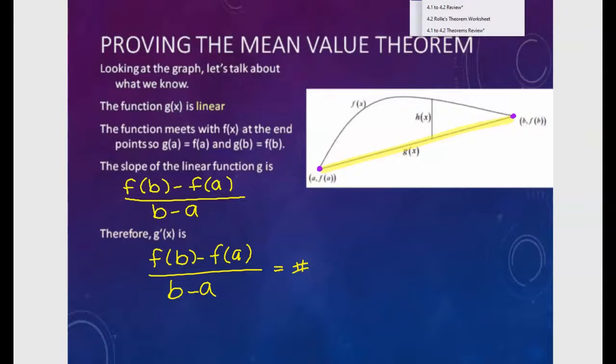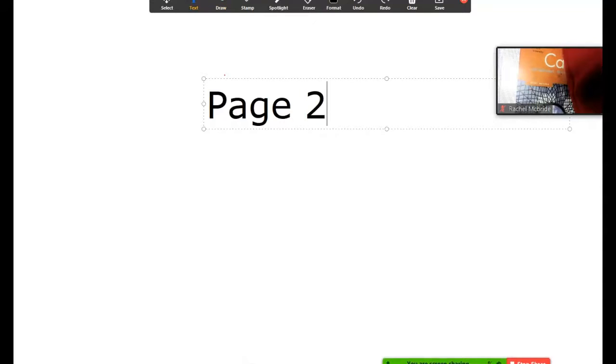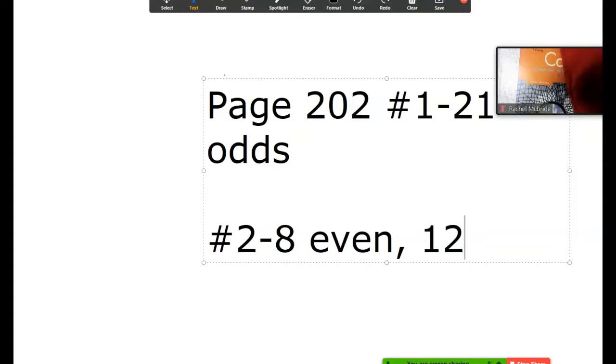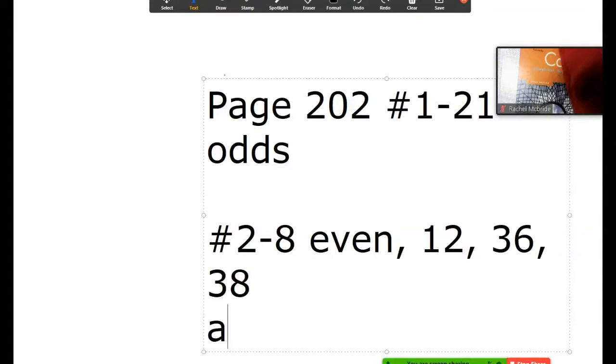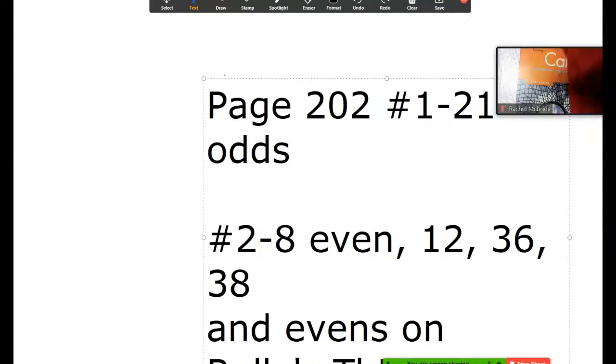So we're just turning in the 1 to 21 odds from last night and the 2 to 8 even, 12, 36, not the stuff from Wednesday, right? We went over that already. So what I want you turning in for Monday is page 202. The numbers, you guys did 1 to 21 odds, yep. And then turn in numbers 2 to 8 even, 12, 36, 38, and evens on Rolle's theorem.